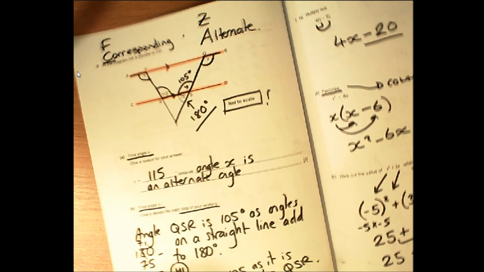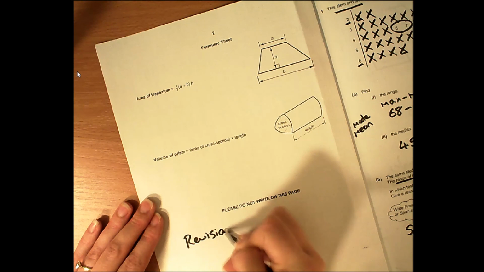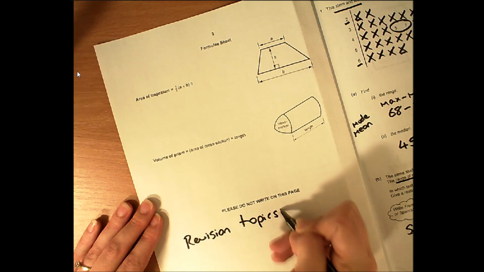Right, just like you should always do when you get a mock paper back, flick through all of these questions, make a note of anything you have to revise. Make a list just underneath where it says please do not write on this page. Do write on the page, write down everything you need to revise.